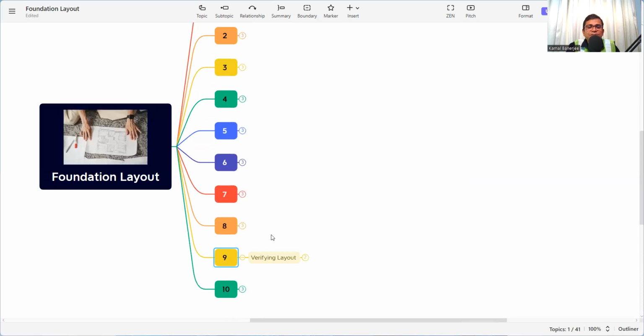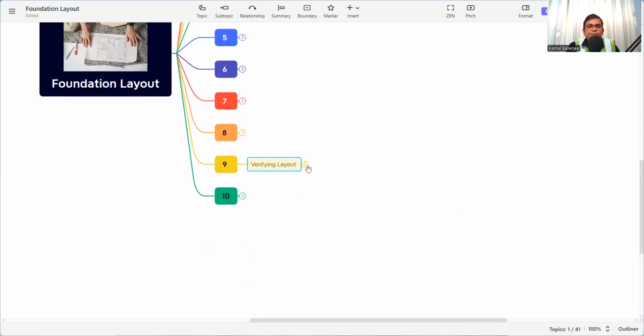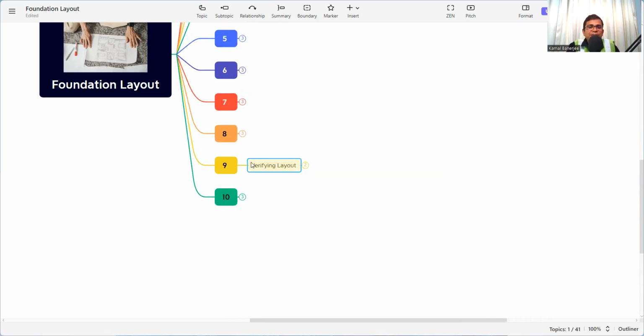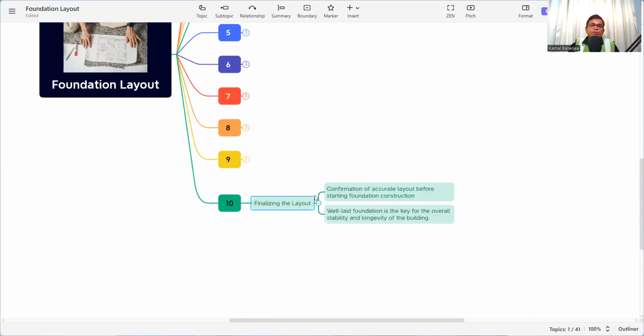The next thing is verifying the layout. After all the checks, you need to verify again. You have to call the consultant or the client to double check the accuracy of the foundation line and the measurements before proceeding to the next steps. So these are the verifying steps. The next thing to check is finalizing the layout. We have done the layout as per the total station or the grid line method, and again we have to recheck from the grid line or the reference line. We have to check the square.